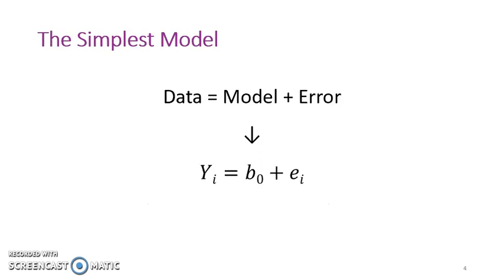Now that we're clear on those definitions, let's continue with our data analysis framework. The very simplest model we can specify would be to have a single parameter estimate B0. B0 is some constant calculated from our data, and then we have individual error values for each person. This simplest model, or a model with just a single parameter estimate, is the model that we're going to be working with today.